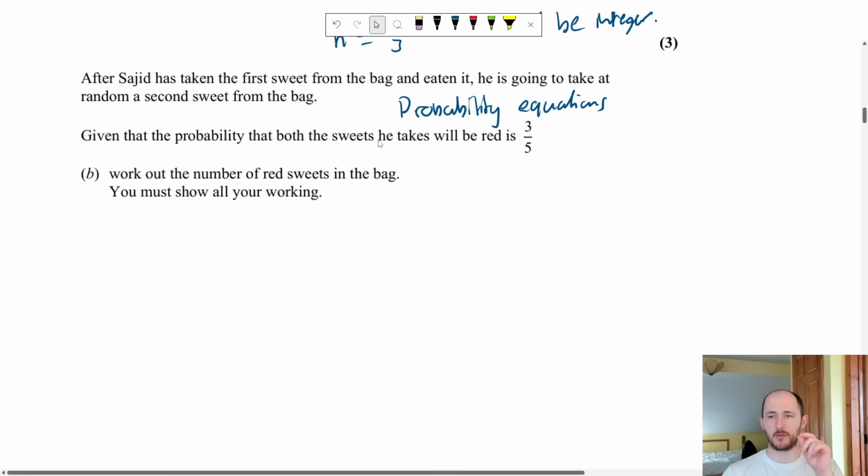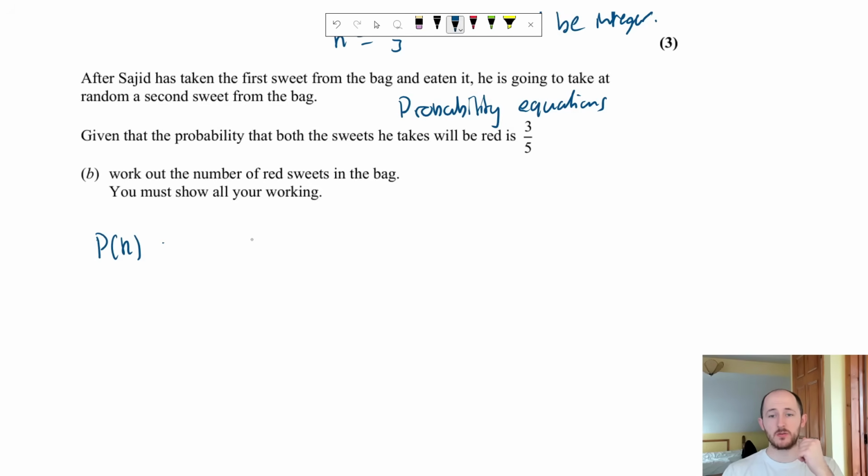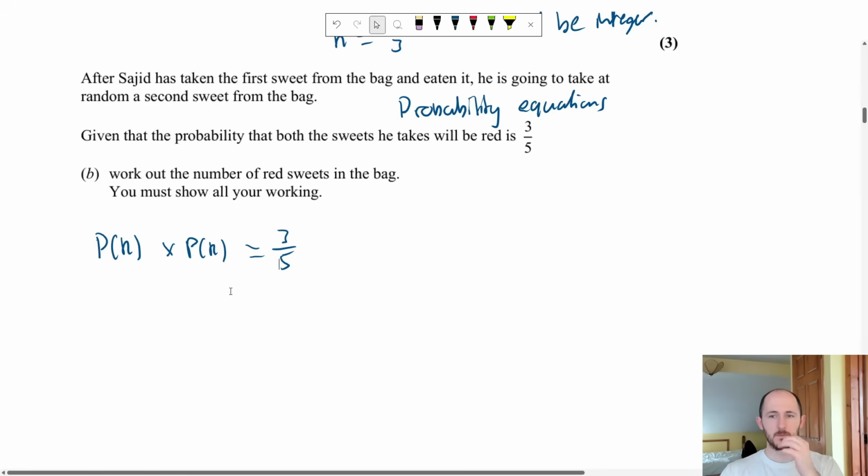Given that the probability that both of them are red is 3/5, work out the number of red sweets. So, in other words, you take the probability of getting one red, and you times it by the probability of getting another red, and that should give you 3/5. It says both sweets are red, that's why we have red and red.